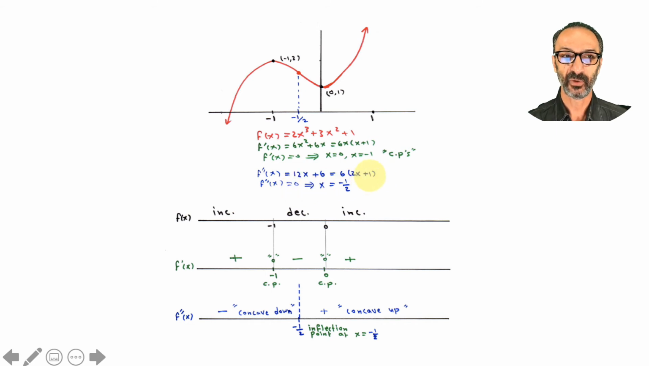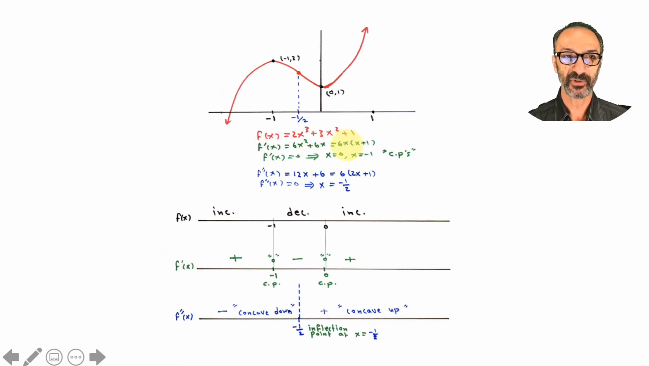I get -1 over 2. Only one value, -half. You can see the -half in blue right there, and the 0 and -1, 0 here and -1. Here's f of x, here's f prime, and here's f double prime.